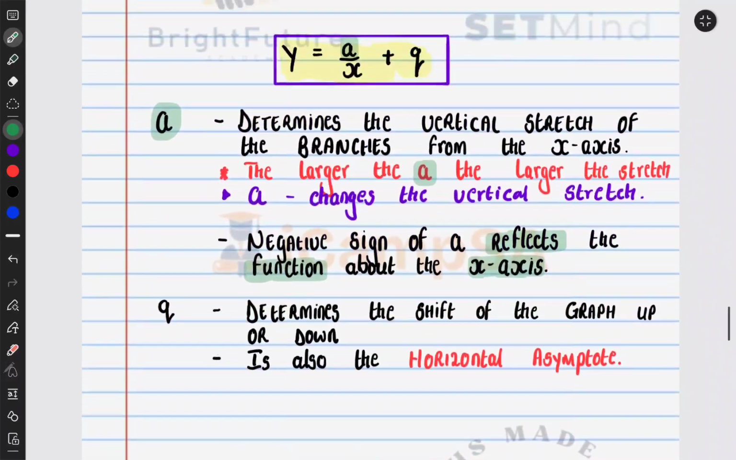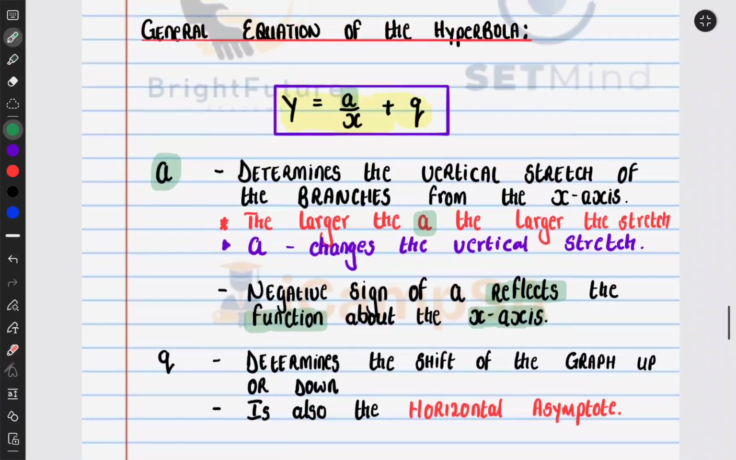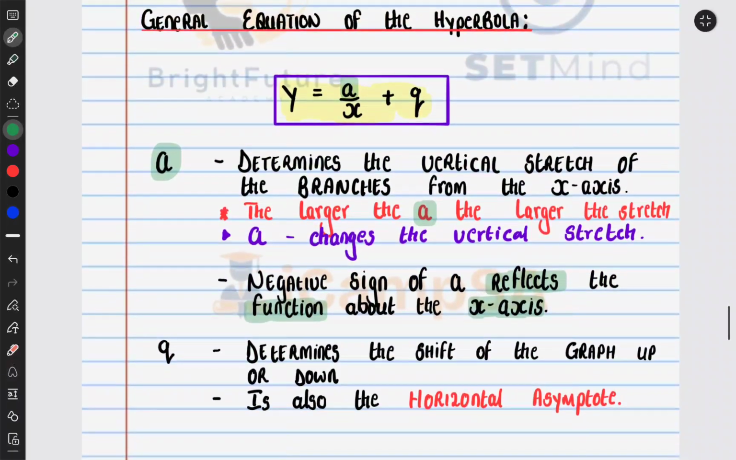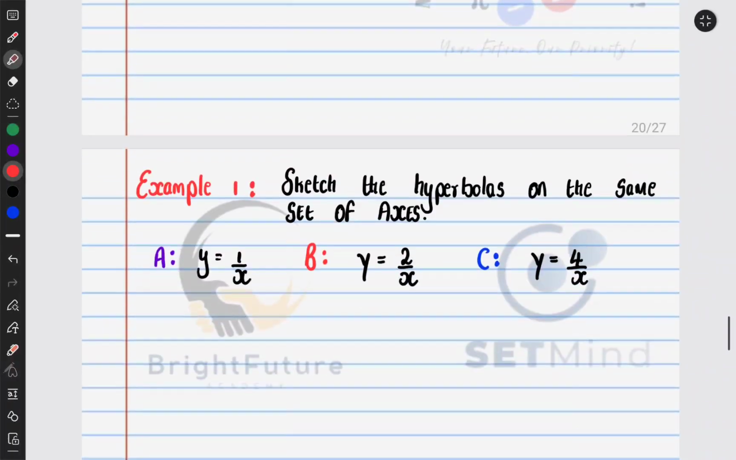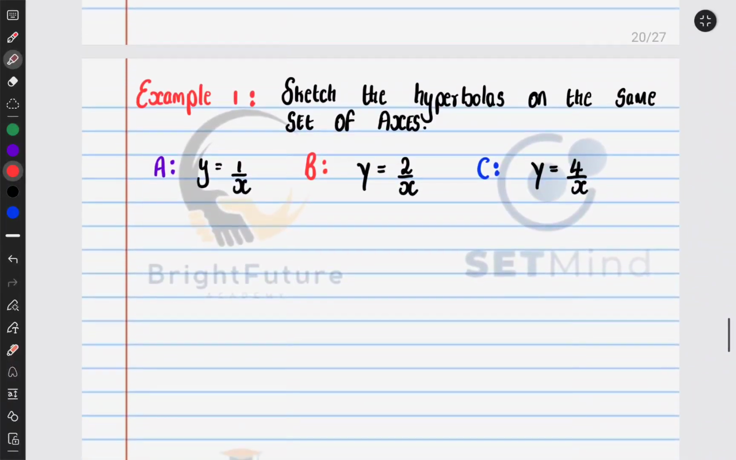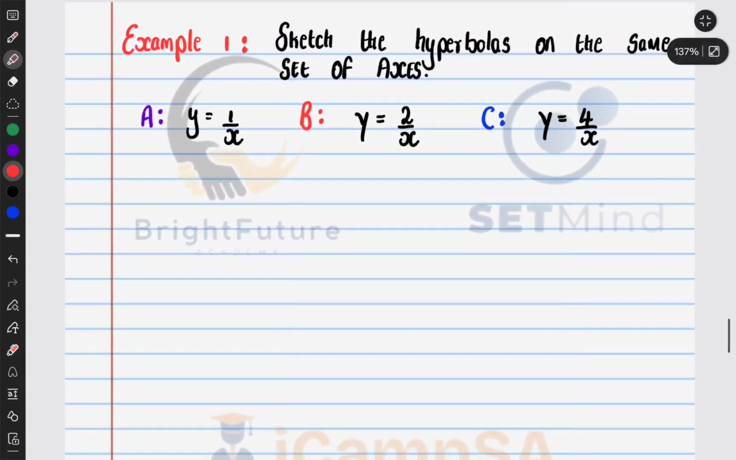That q that you see here determines the vertical shift of the graph. It shifts the graph up or down. Okay, so hopefully you got that and it makes sense. Let's do some examples, so that you can actually see what we are talking about.